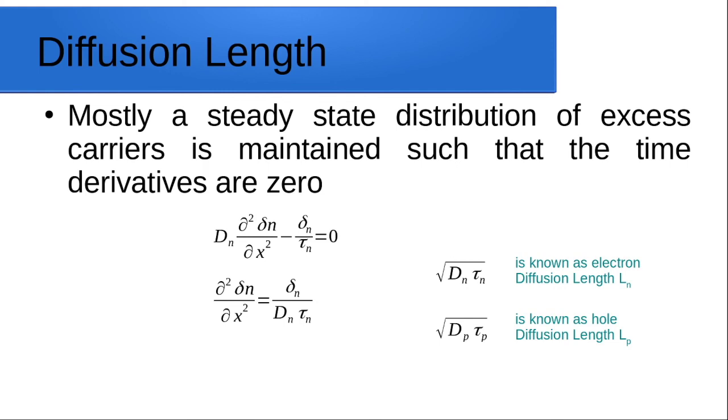And this can be mapped to holes. So root of Dp tau p will be the hole diffusion length Lp.